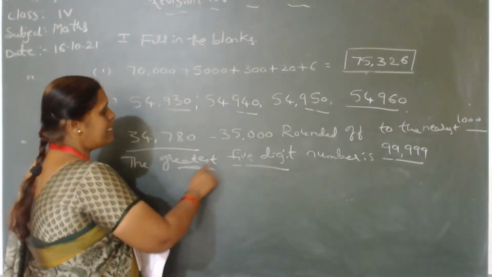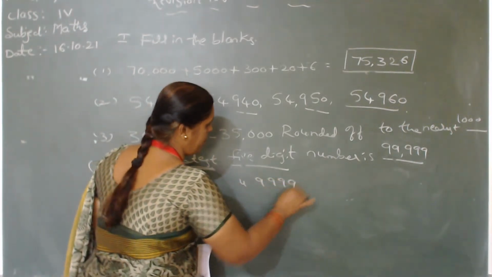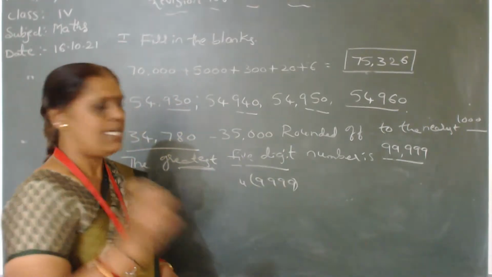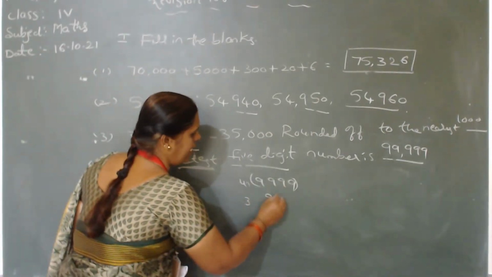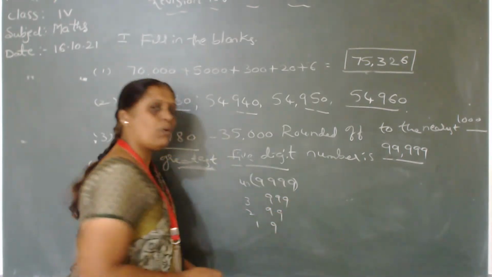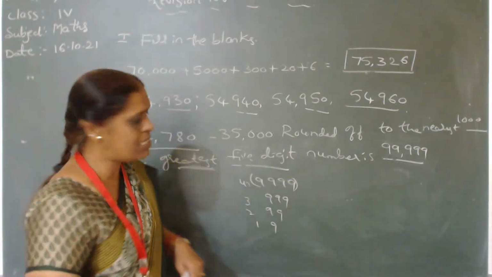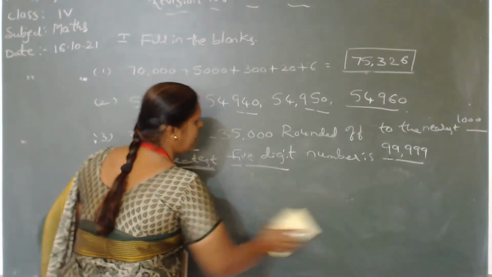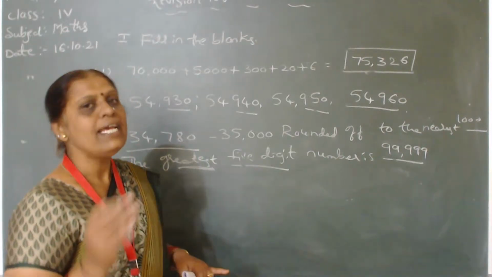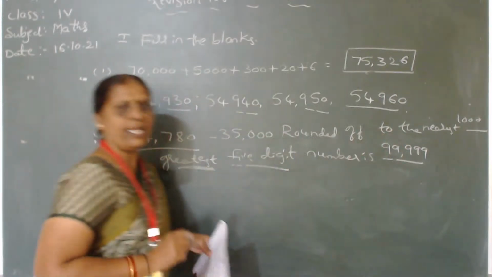Suppose the greatest 4-digit number is 9,999. The greatest 3-digit number is 999. The greatest 2-digit number is only 99. The greatest 1-digit number is only 9. These are all the greatest numbers. Opposite to this, we have all the smallest numbers: 1-digit number, 2-digit number, 3, 4, 5, 6. So depending upon this we have to change the number here.